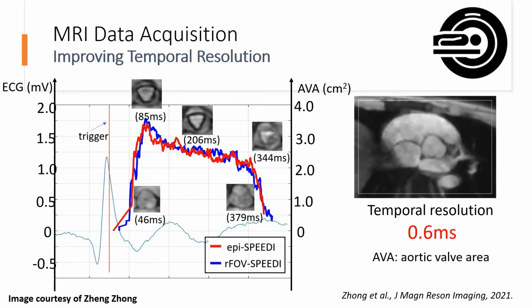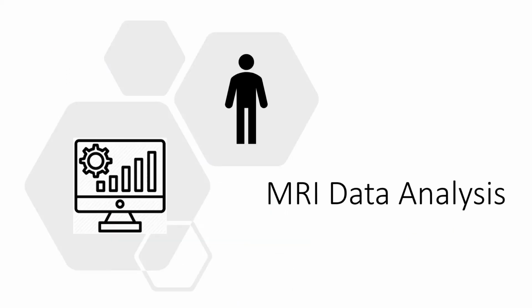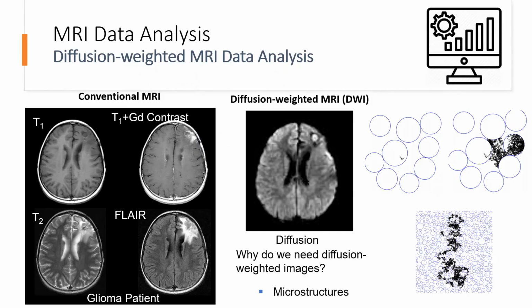An important challenge in MRI is low temporal resolution, which prevents MRI from capturing rapid dynamic events. Our laboratory is active in developing advanced techniques to improve MR image quality. In our most recent work, we were able to produce MR images with sub-millisecond temporal resolution, as demonstrated here on cardiac MRI. Another area that our center specializes in is MRI data analysis, primarily for diffusion-weighted MRI.